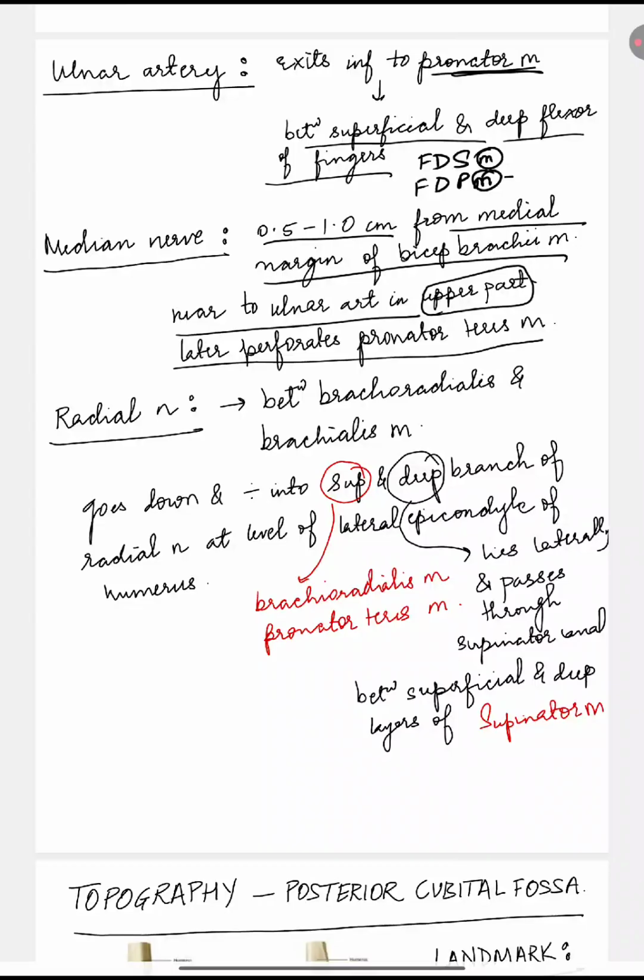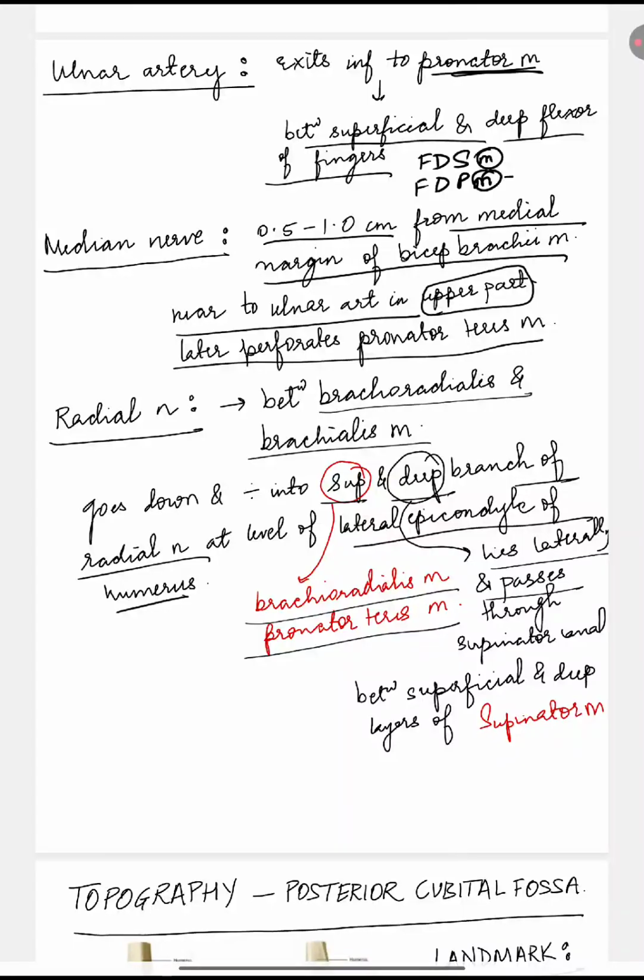Radial nerve, which is situated between brachioradialis muscle and brachialis muscle, and later it goes down and divides into superficial and deep branches of radial nerve at the level of lateral epicondyle of the humerus. Now this superficial branch innervates brachioradialis muscle and pronator teres muscle, and deep it lies laterally and passes through supinator canal between the superficial and deep layer of supinator muscle.